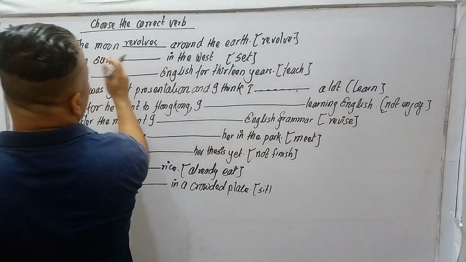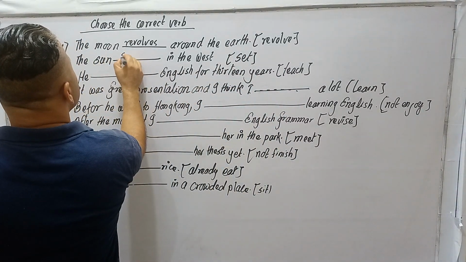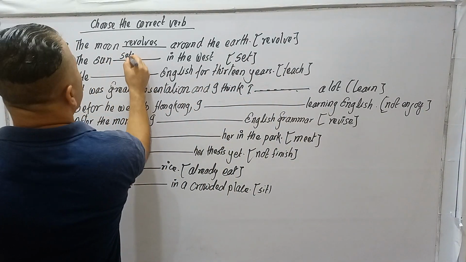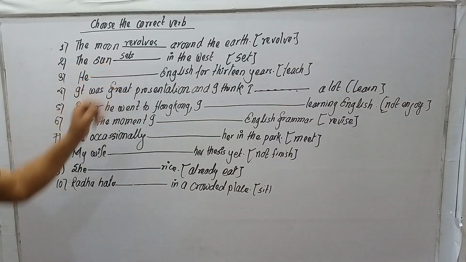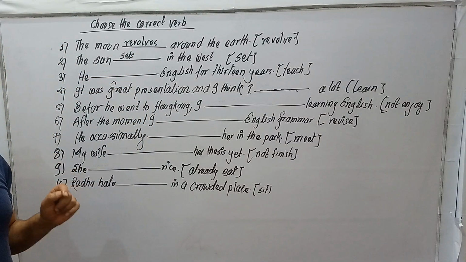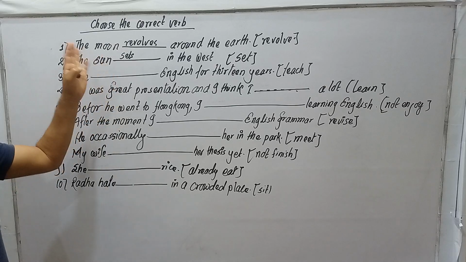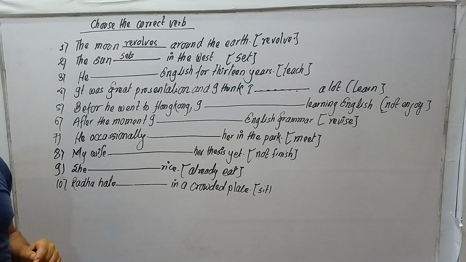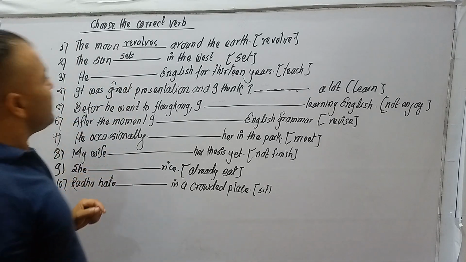Same thing here. The sun sets in the west. Sets in the west. This is a universal truth, or general truth. In this condition, we have to use simple present tense.